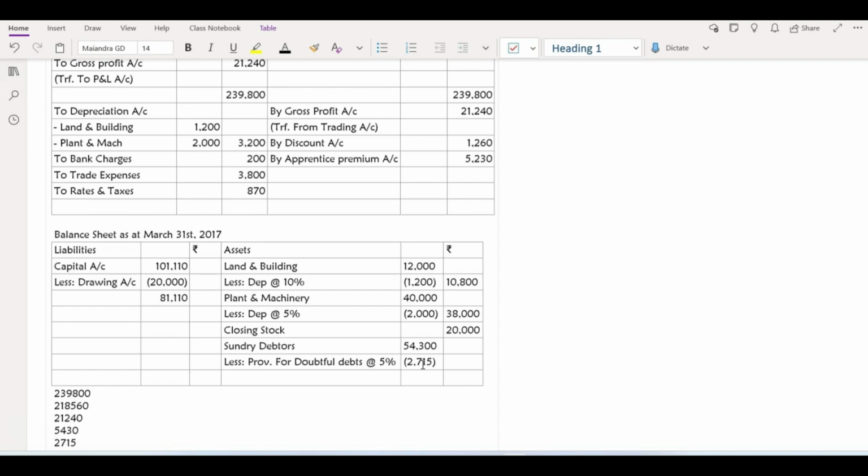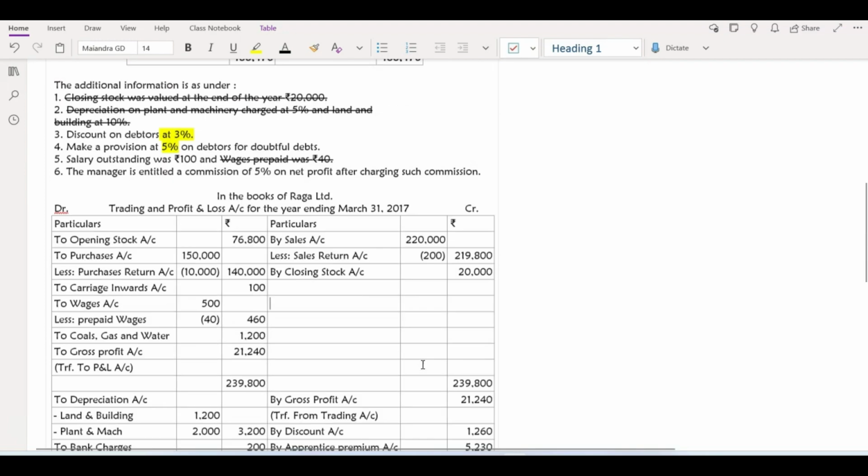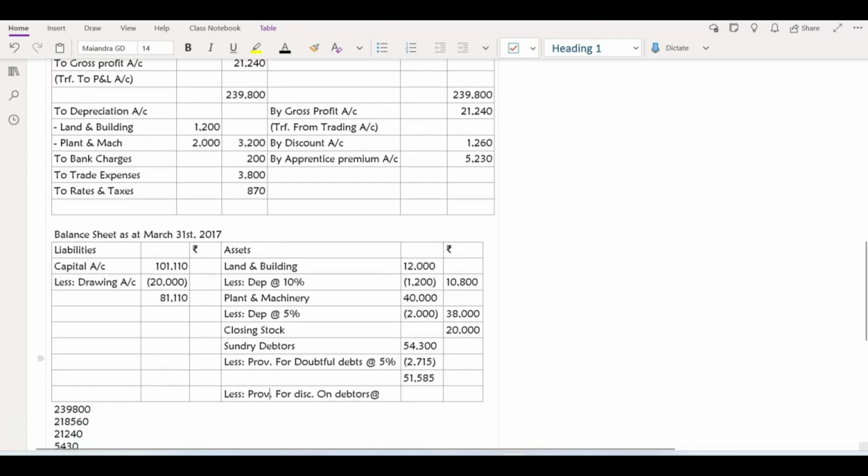Now, after reducing the same, it will come 10 minus 5, 5, 9 minus 1, 8, 7, 8, 9, 10, 11, 12, 5, 3 minus 2, 1, 51,585. Now we are going to do less provision for discount on debtors at the rate 3%.